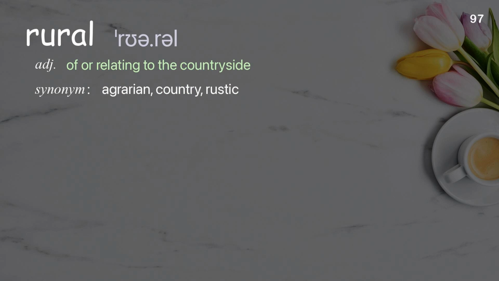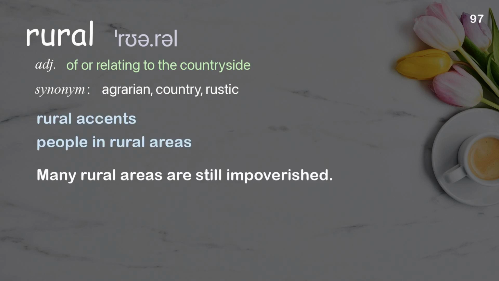Rural. Of or relating to the countryside. Examples: Rural accents. People in rural areas. Many rural areas are still impoverished.